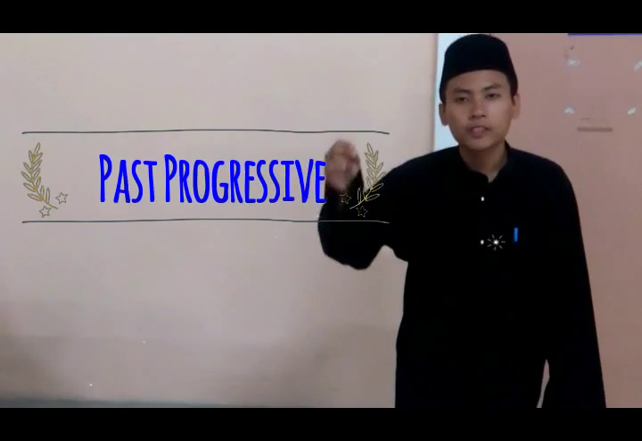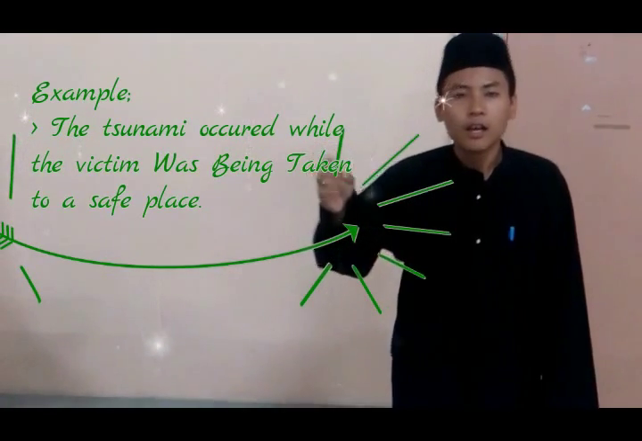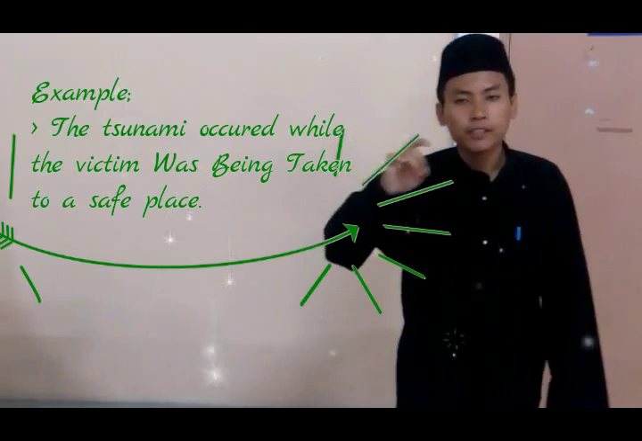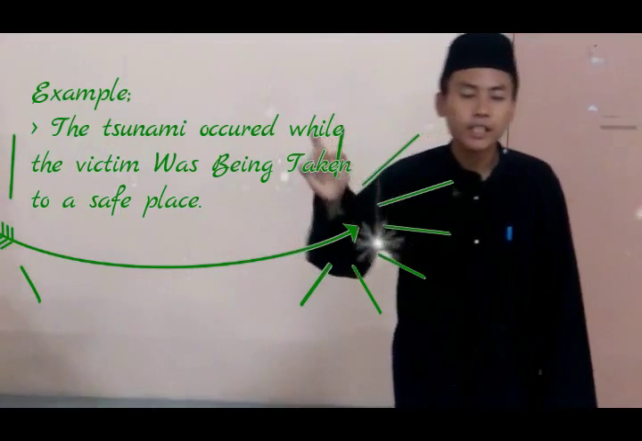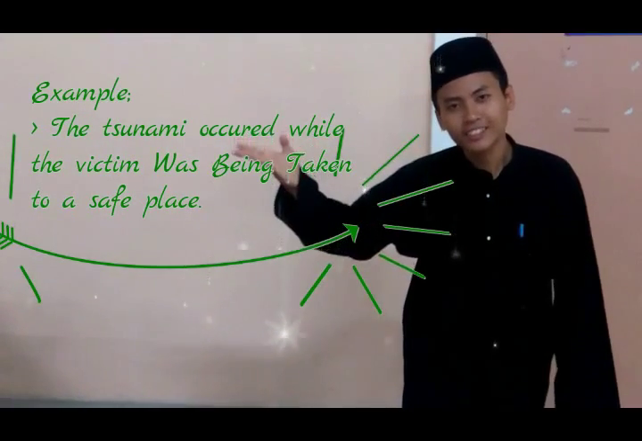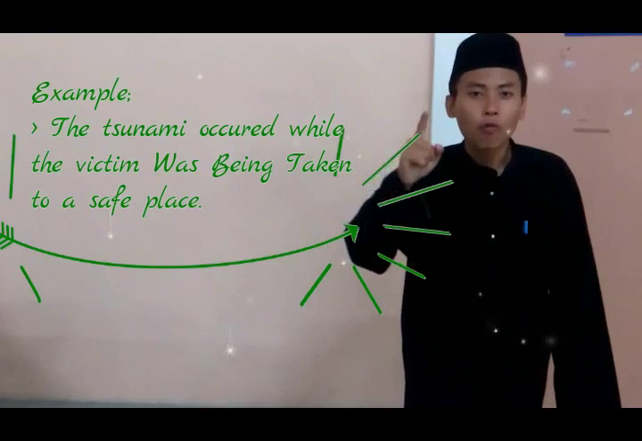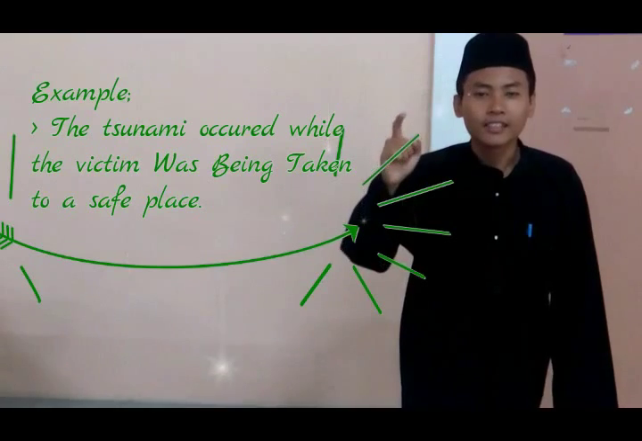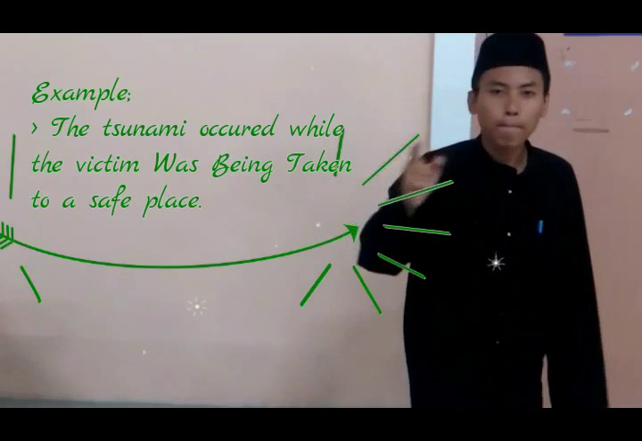Last but not least is past progressive passives. The example of sentence is the tsunami occurred while the victims were being taken to the safe place. The words were being taken in the sentence show that the sentence is in past progressive passive. That's all. Easy, right?